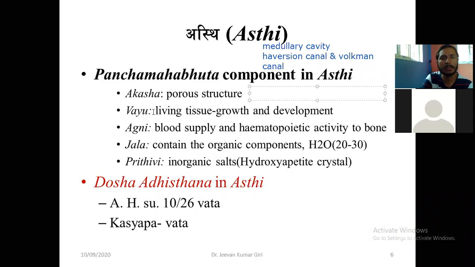Now Vayu Mahabhuta. The main function of Vayu is growth and development. The bone is a living tissue only. The bone can grow. If any fracture is there, the healing of bone is there, and the growth of bone is there.